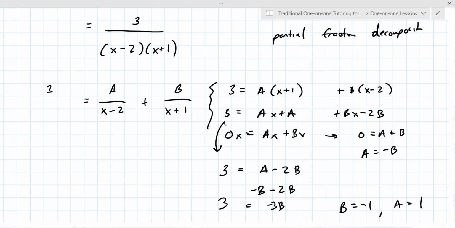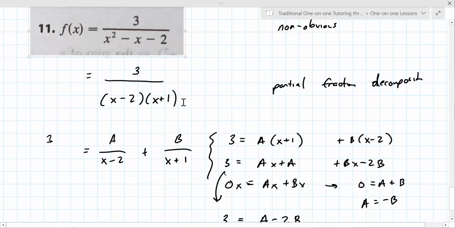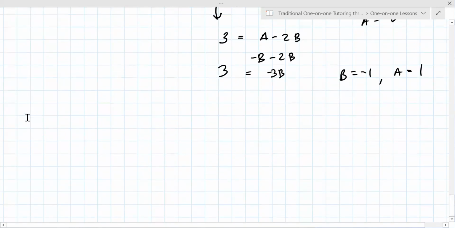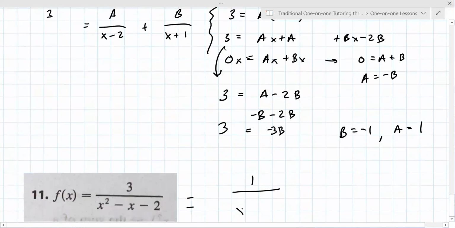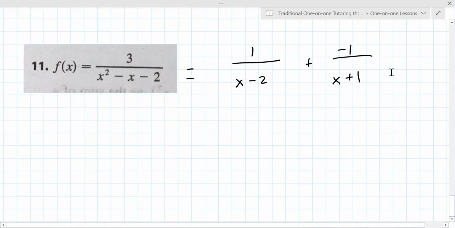So why is that important? Well, this f of x that we started with up here, let me rewrite it. This f of x is rewritten as 1 over x minus 2, that's the A, plus minus 1 over x plus 1. Okay, and then these are both power series. So let me rewrite it here: 1 over negative 2 plus x, plus negative 1 over 1 plus x.